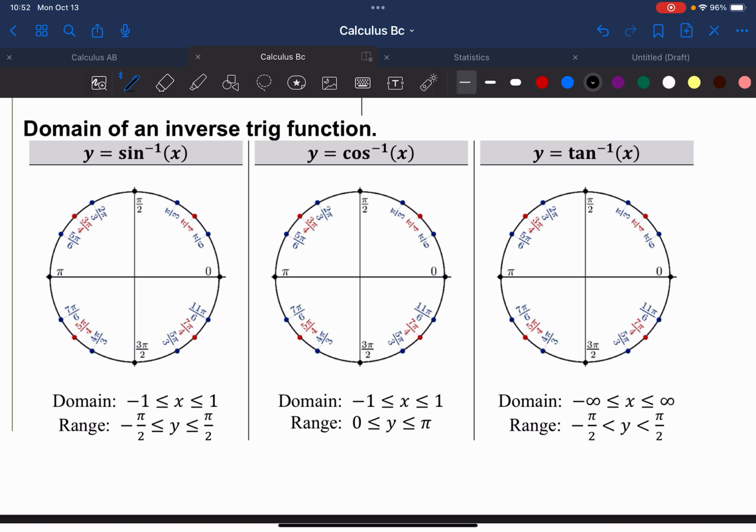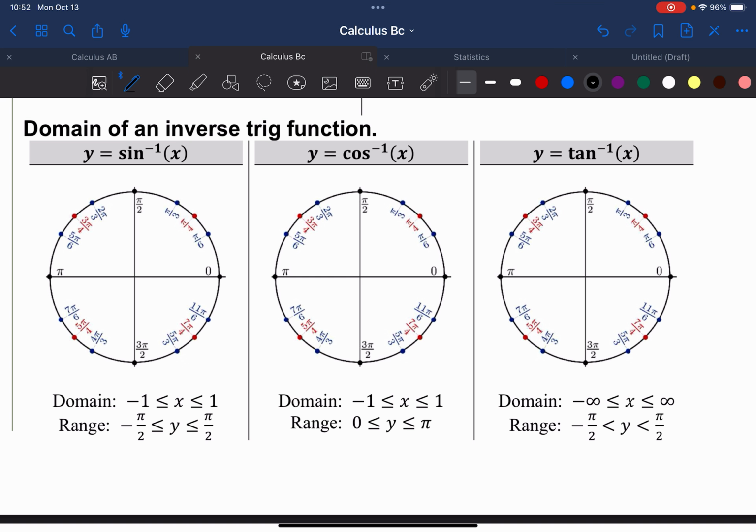Okay, now it says the domain of the inverse trig functions. So for each of these inverse trig functions, you have to know the domain of each in order to answer and evaluate certain inverses of trig functions.